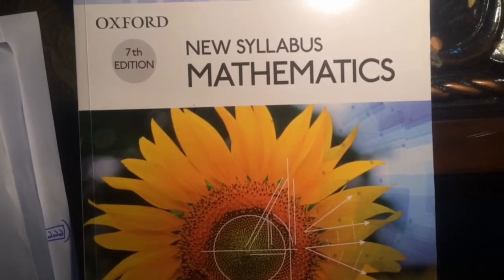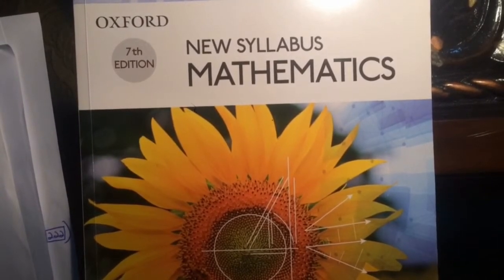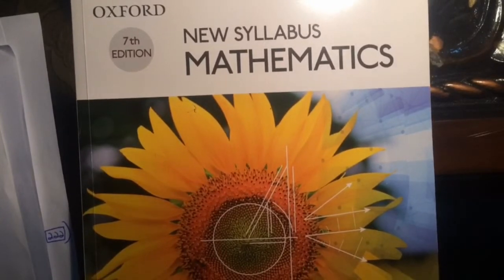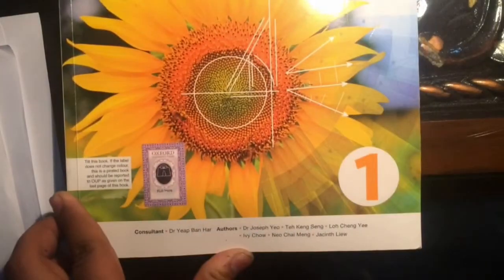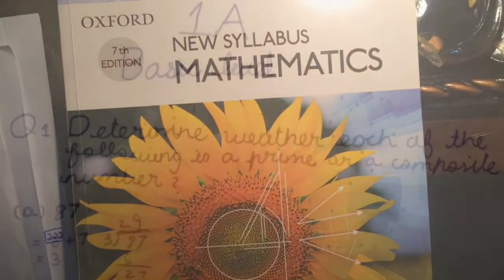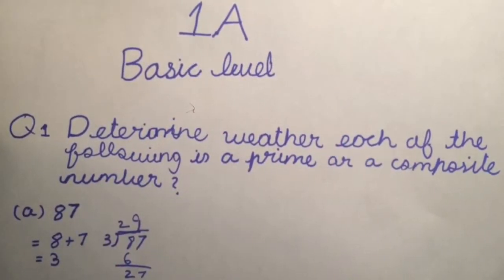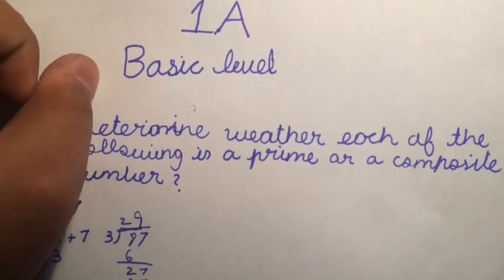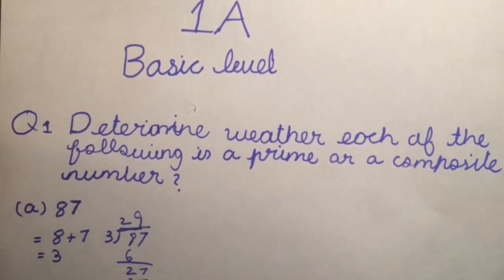For this session, we are doing Math 7th edition syllabus D for O levels. This is D1. In this tutorial, we are doing exercise 1A of this book. This is basic level, then it comes intermediate level, then it comes advanced level. So we are doing the basic level of exercise, which has 7 questions.